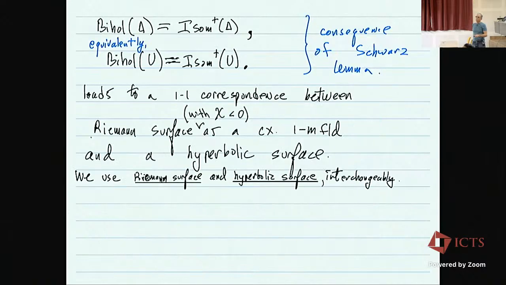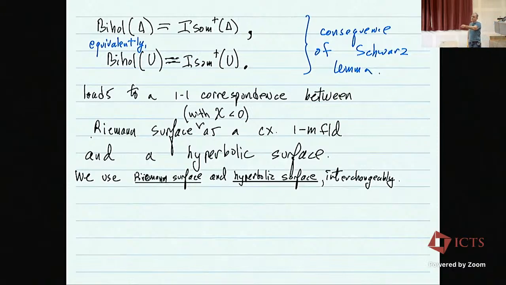And then the beautiful fact is that these are really the same thing. The biholomorphic maps of the unit disk are exactly the orientation preserving isometries of the unit disk with respect to the hyperbolic metric. Okay, so that's a consequence of the Schwarz lemma. And because of that, there's a strong interplay between the complex analysis and the geometry. Or similarly, equivalently, you could say the biholomorphic maps of the upper half plane are the same as the orientation preserving isometries of the upper half plane.